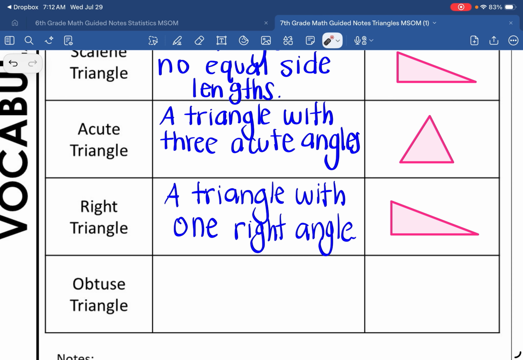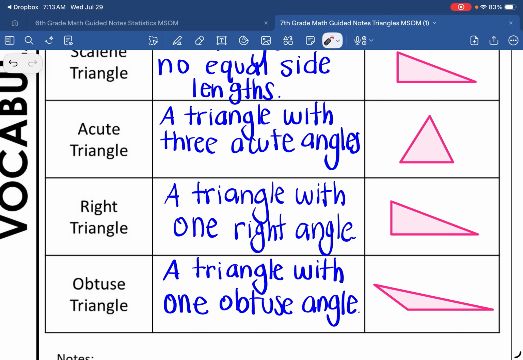A right triangle is a triangle with 1 right angle. So again, a right angle is what maybe looks like a corner. So this is a triangle with 1 right angle. So that is a right triangle. An obtuse triangle is a triangle with 1 obtuse angle. So obtuse means greater than 90. This is the obtuse angle right here in this obtuse triangle.